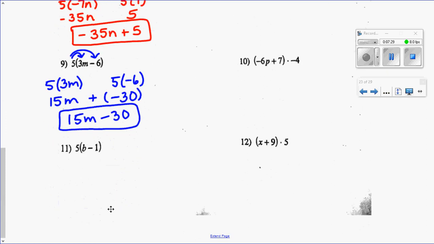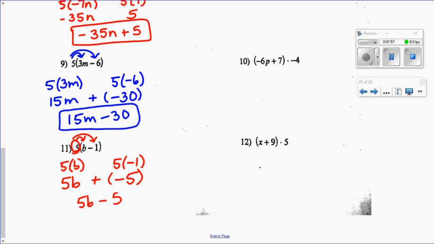Okay, this is the last one we're going to do on this page. We have 5 parentheses b minus 1. Again, try this one all by yourself. Okay, did you try it? Did you write 5 times b and 5 times negative 1? Remember, we're distributing the outside term. So that would be 5b, and this would be negative 5. So you can just combine them like this, or you can write 5b minus 5. Either way is correct.